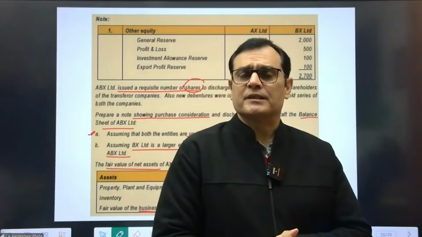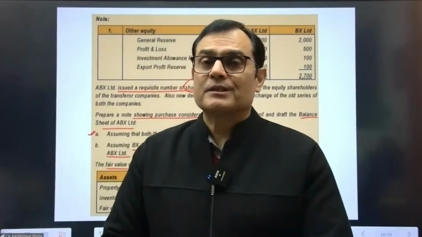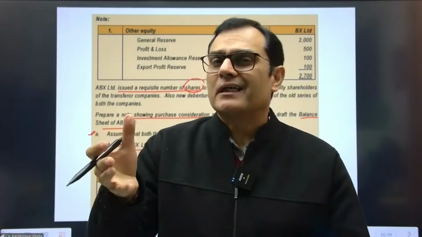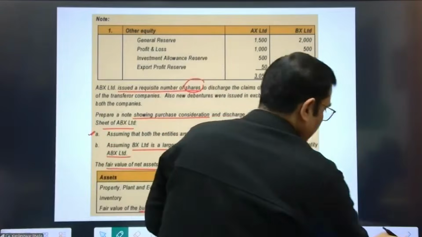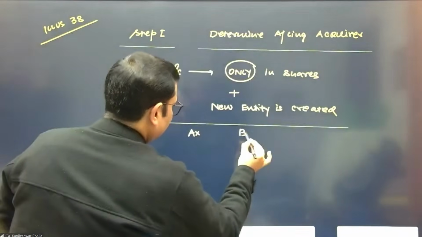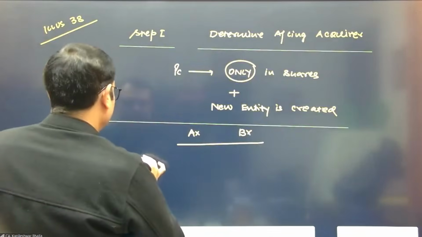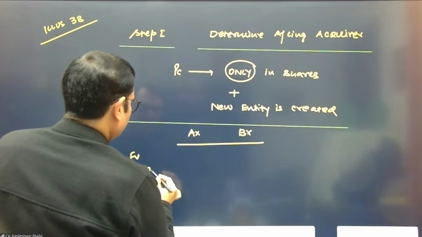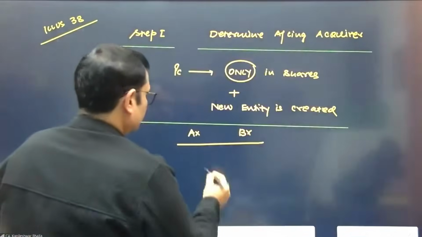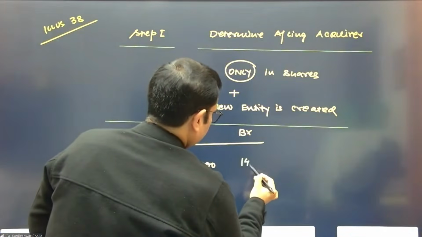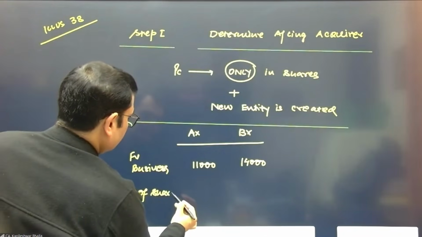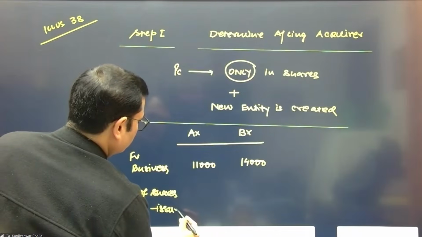But ABX will issue the shares at face value, because ABX is a new company, not an existing company. So the issue price of the shares cannot be other than the face value. So let's take the fair value of the business. We have AX and we have BX, and we've already seen the fair value of the business is 11 and 14. So this is 11,000 and this is 14,000. And we calculate the number of shares which will be issued by ABX to the shareholders.